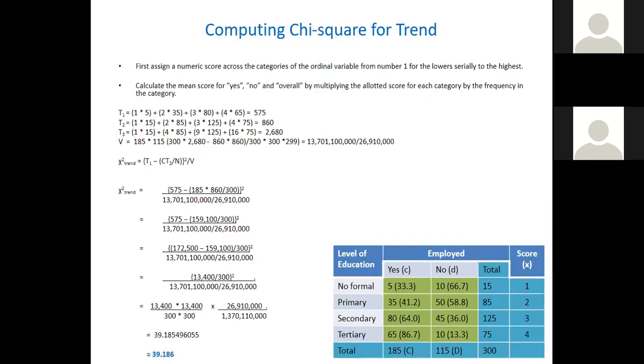Now, this is a complex calculation, which you don't even need to know the basis of, but I put it there. If you calculate it by hand, following these steps, it gives you 39.186.